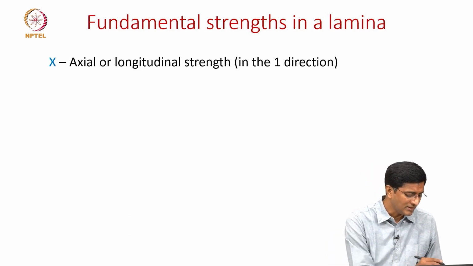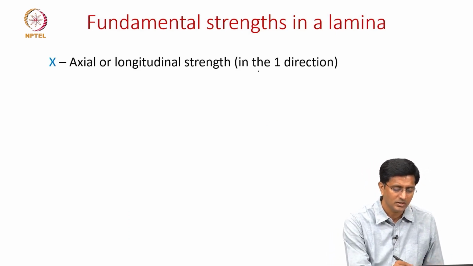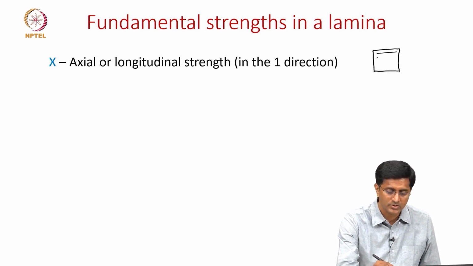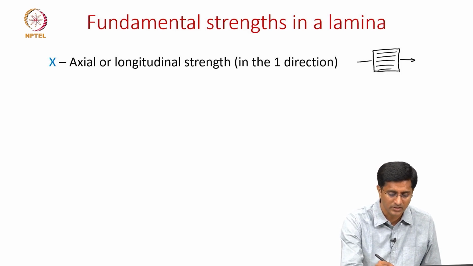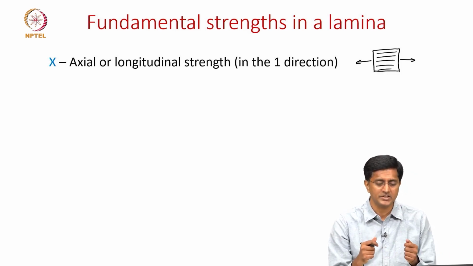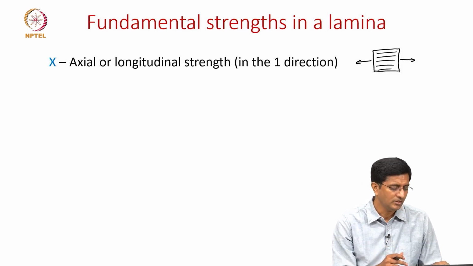So we'll start with X. X refers to the axial or the longitudinal strength in the direction one. So let's say the fibers are also in this X direction and the loading is also in the same direction. So essentially we are looking at what stress this lamina will fail. That is represented by capital X.